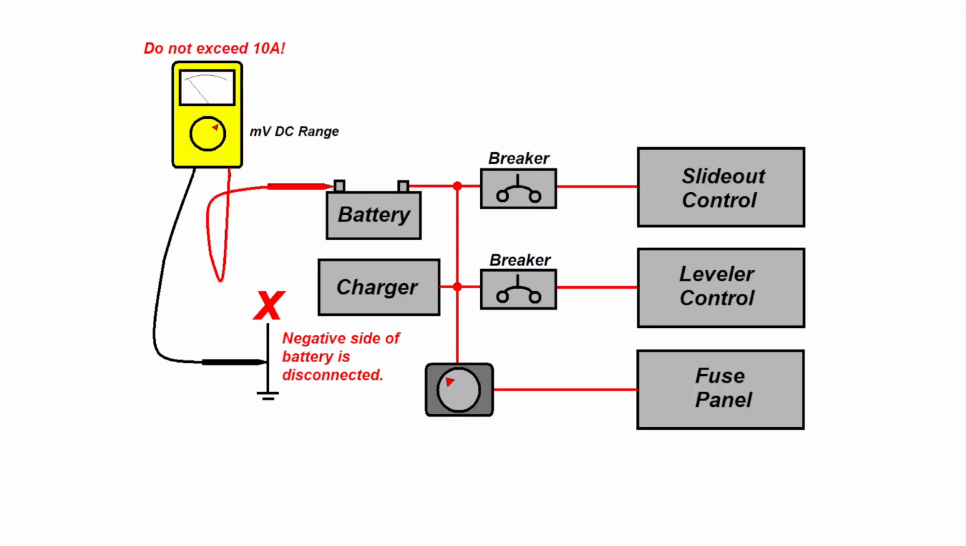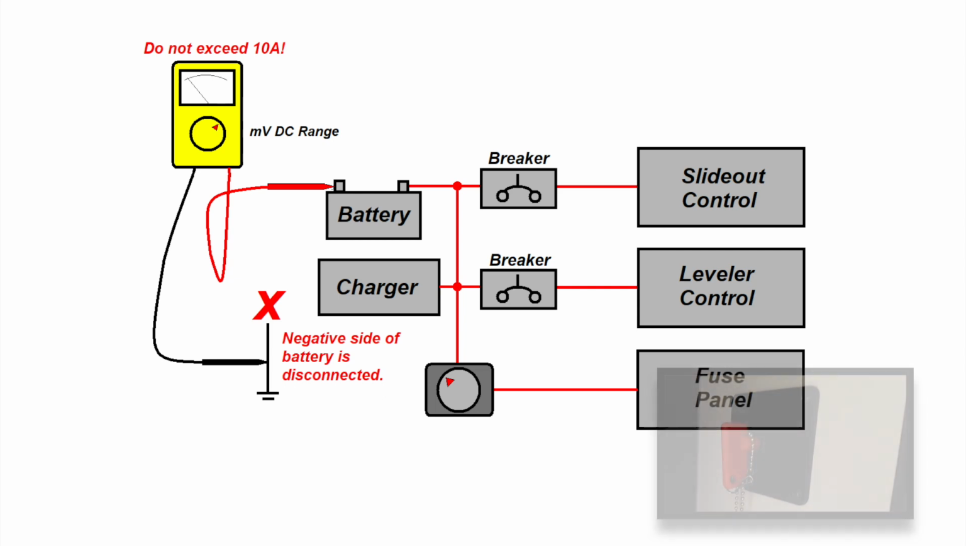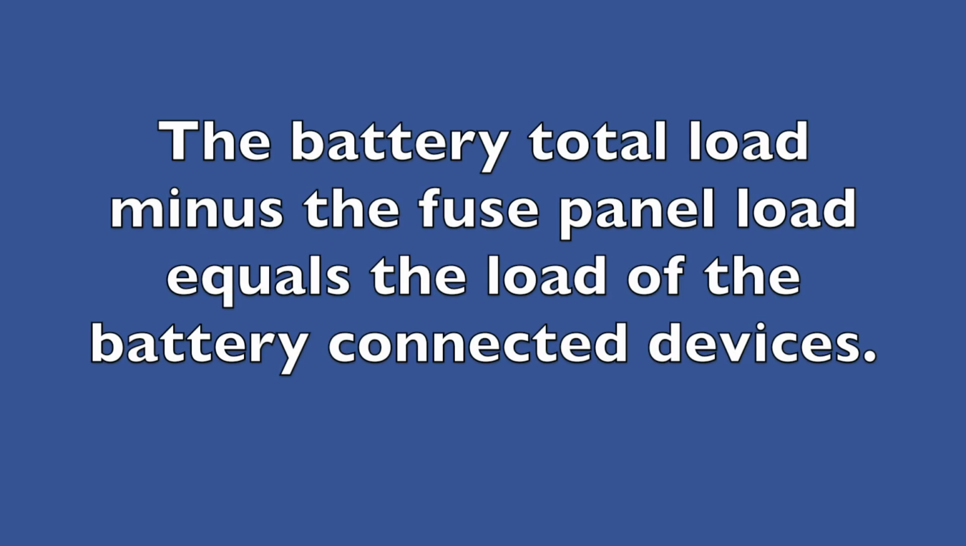If you have loads attached to the battery, such as a leveling system or slide outs, you may wish to measure them as well. If you have a battery disconnect switch like the one shown here, then turn it off. Otherwise, you will need to subtract the total loads measured at the fuse panel from the load measured at the battery. The result will be the battery loads themselves.